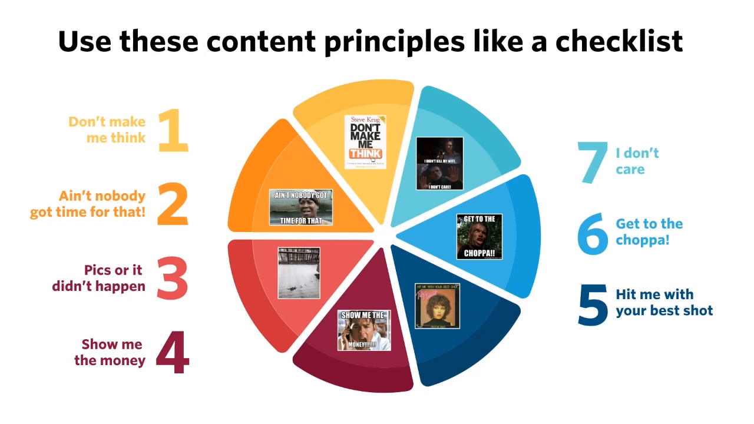So if you do all these things, you don't make people think, you do things quickly, you have pictures, you have text, you hit people with emotion with the best shot, you do things on time, and you cross the "I don't care" boundary, your content tends to work well.